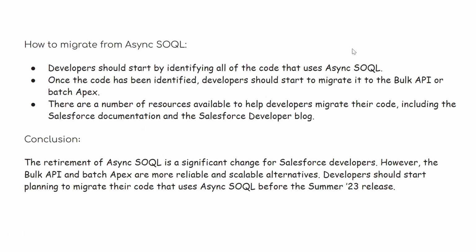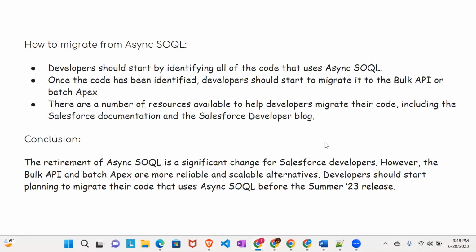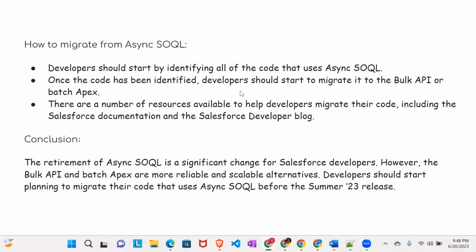Then how to migrate from asynchronous SOQL. Developers should start by identifying all of the code that uses asynchronous SOQL. Once the code has been identified, developers should start to migrate it to the Bulk API or Batch Apex. There are a number of resources available to help developers migrate their code, including the Salesforce documentation and the Salesforce developer blogs, which we can search and take help from.